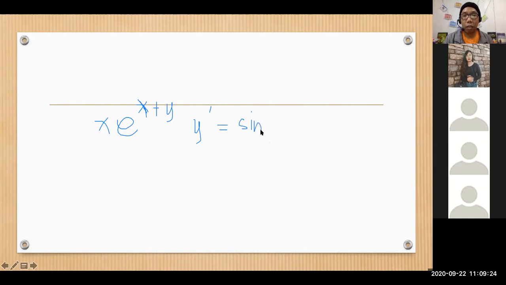Ang ingay ng kapitbahay ko. Narinig niyo ba sila? Sisigawan? Ay, hindi pala.